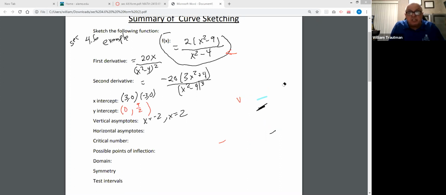Horizontal asymptotes. Can somebody tell me what the horizontal asymptote is? Anybody know? Hope somebody's awake here, or you guys just turned your computers on and went to sleep. You're watching TV, playing your Xbox. Anybody know what the horizontal asymptote is here? Oh, I see somebody typing something in the chat box. I caught Ian.